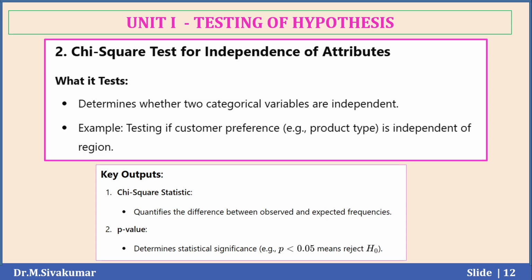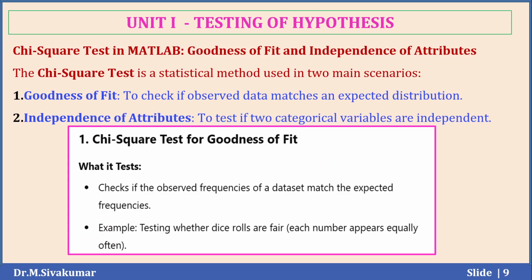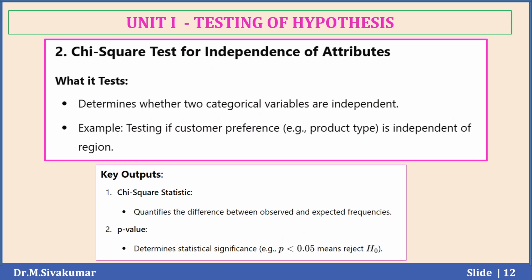And the second part: previously the first part was goodness of fit, and the second one is independence of attributes. Let's see independence of attributes. Previously we discussed goodness of fit. Now we are going to see the chi-square test for independence of attributes. This test determines whether two categorical variables are independent. One example is testing whether customer preference for product type is independent of region.